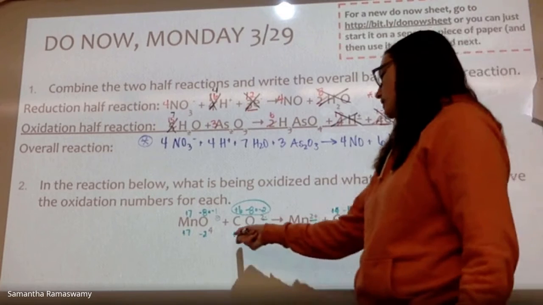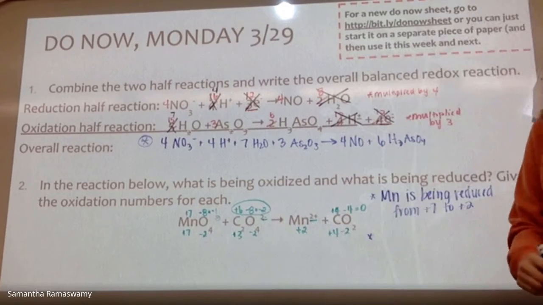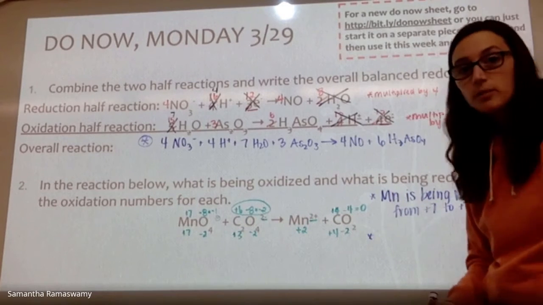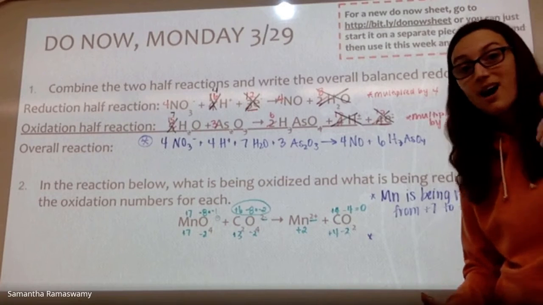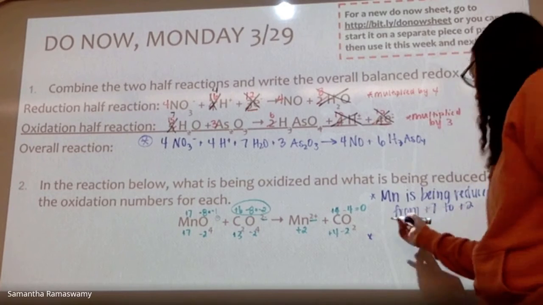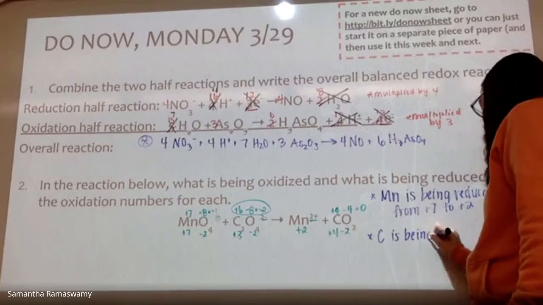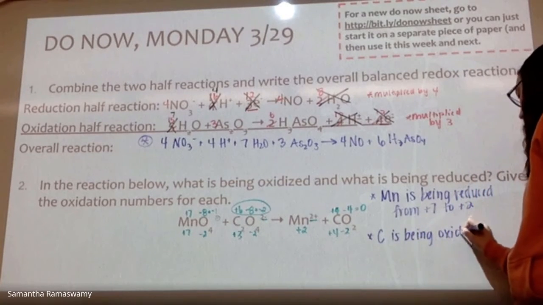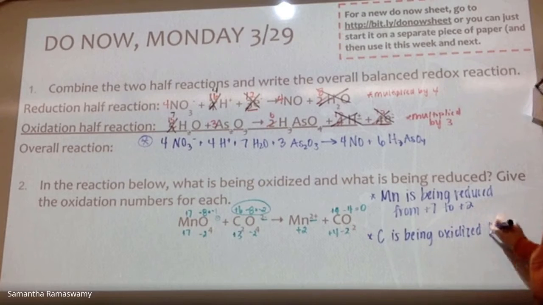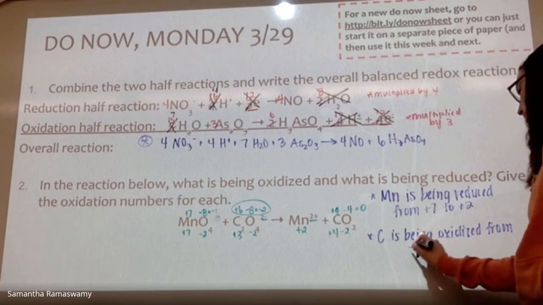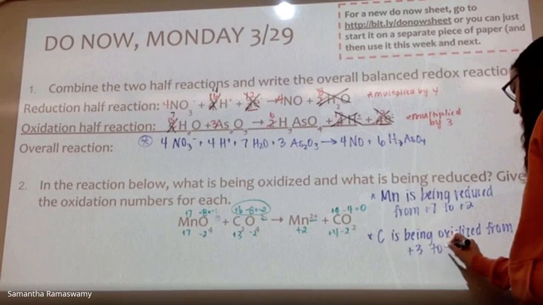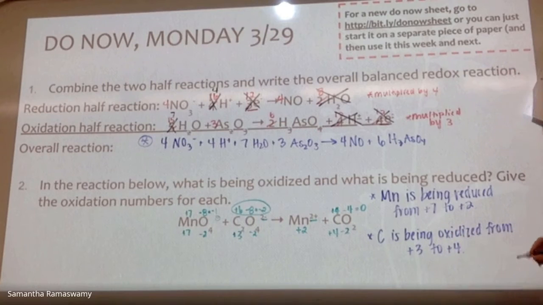But we see that carbon is going from +3 to +4. So carbon's oxidation number is going up. It's being oxidized. So we'll say C is being oxidized from +3 to +4.